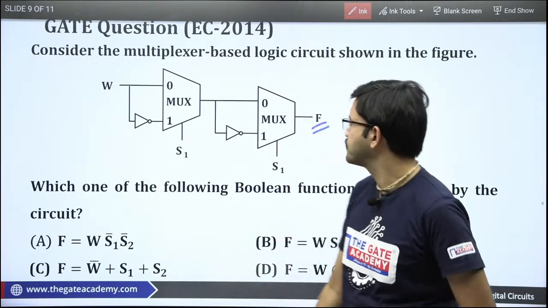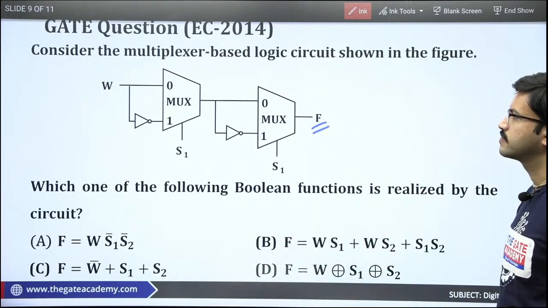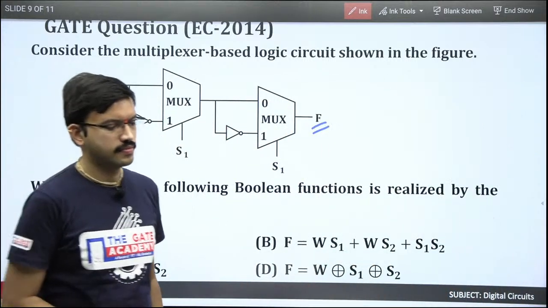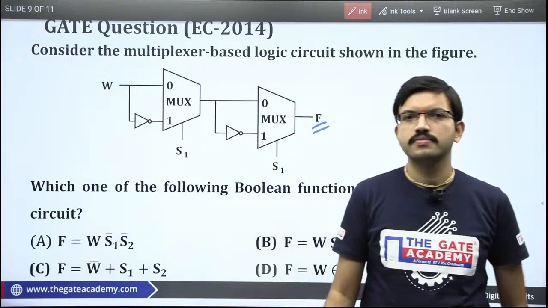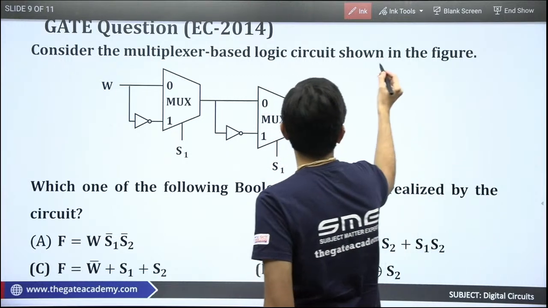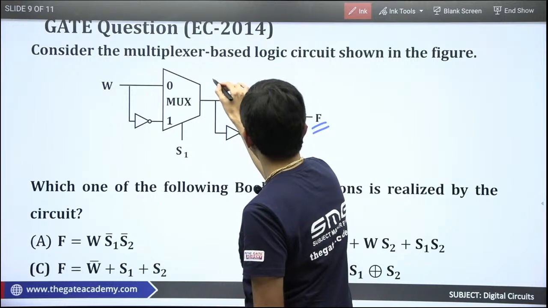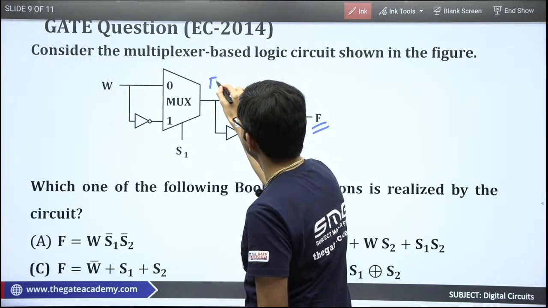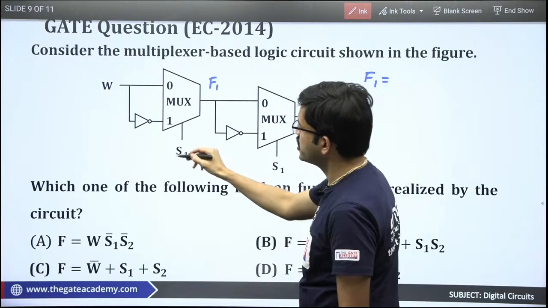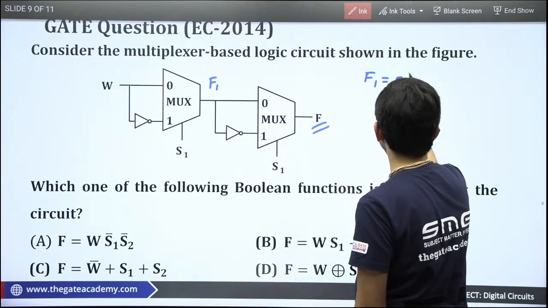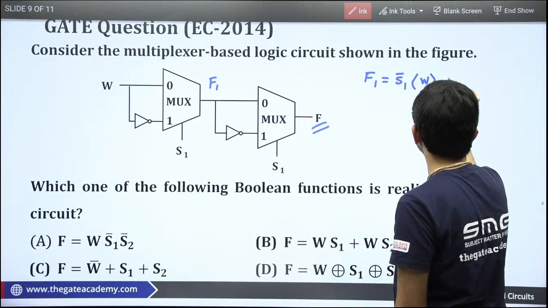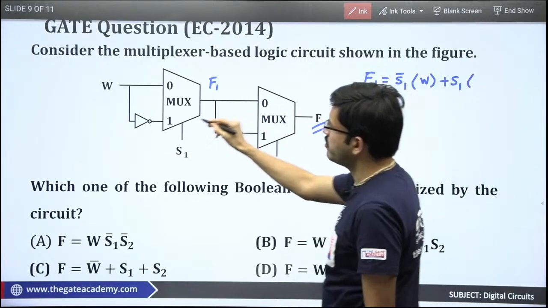What is the answer? These are 2 by 1 muxes only, right? It won't take much time. For the timing, I am assuming the output of the first mux is F1. F1 equal to, here in this case the selection is S1. So S1 bar into I0. I0 is here W. W plus the selection line S1 into I1. I1 is W bar.